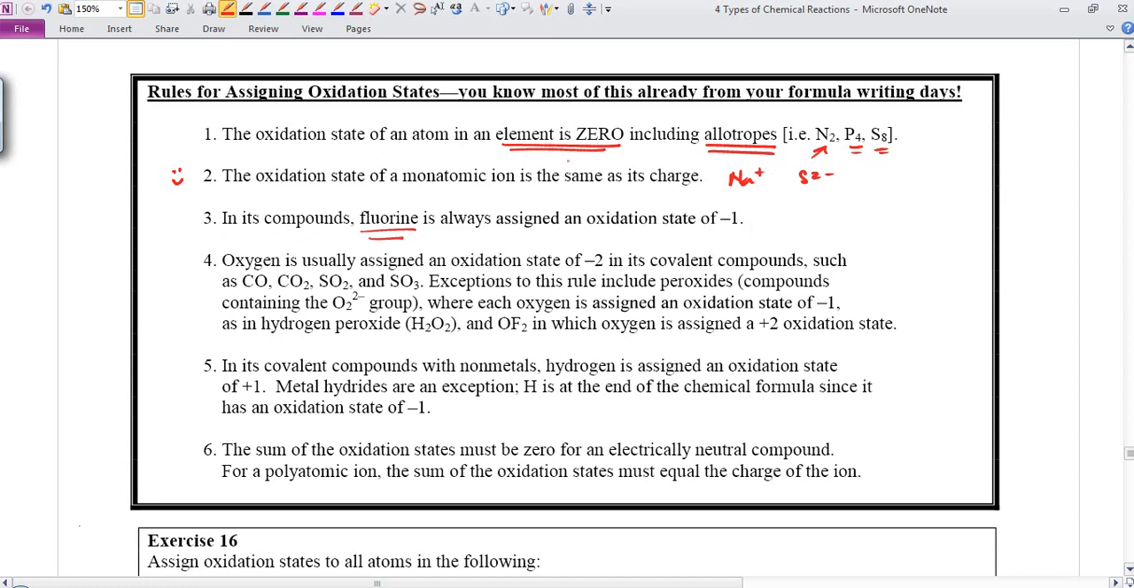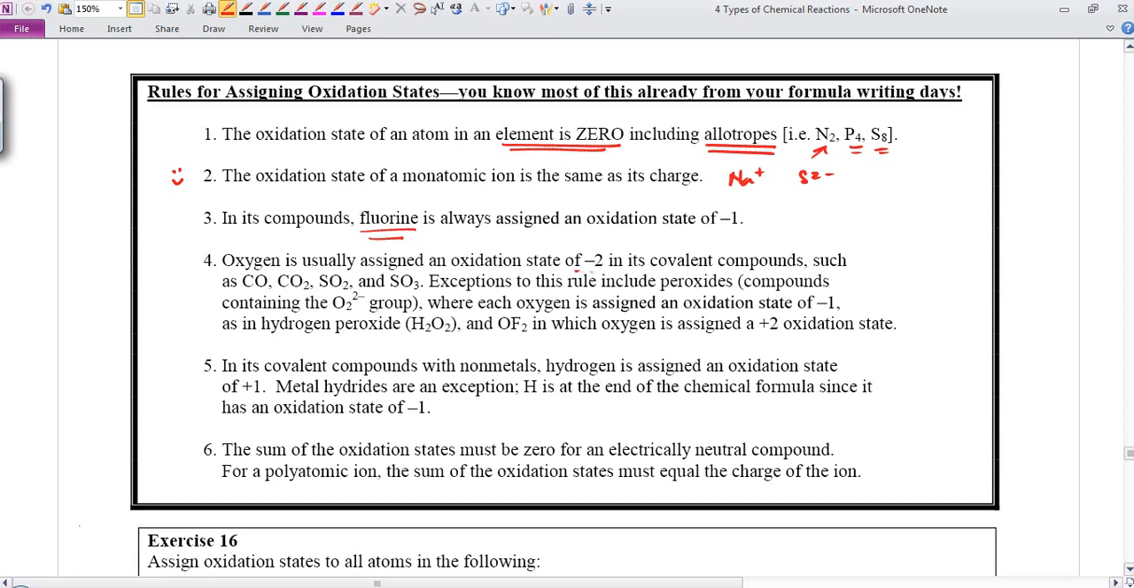So have you ever seen those t-shirts that say, rule number 1, mom is always right. Rule number 2, if mom is ever wrong, consult rule number 1. This is kind of a hierarchy in the same way. So fluorine's always assigned an oxidation state of -1, unless of course it's an element, when rule 1 trumps that and says then its oxidation state is 0. But that would be F2.